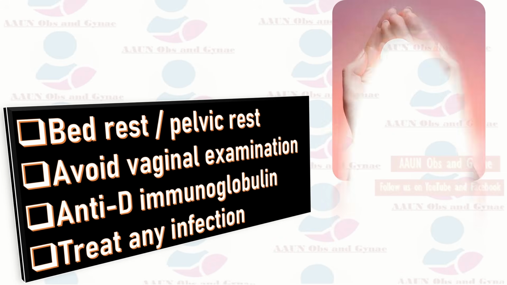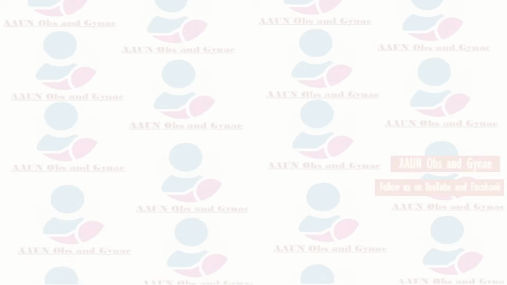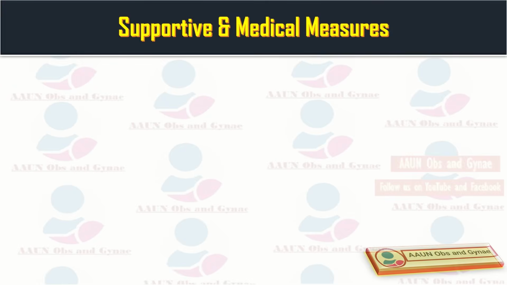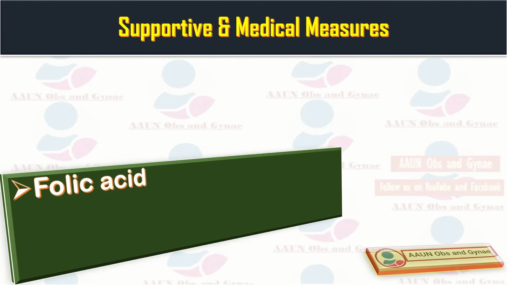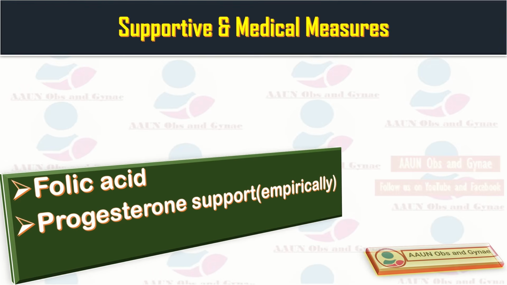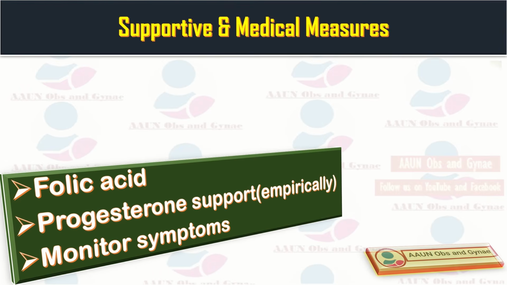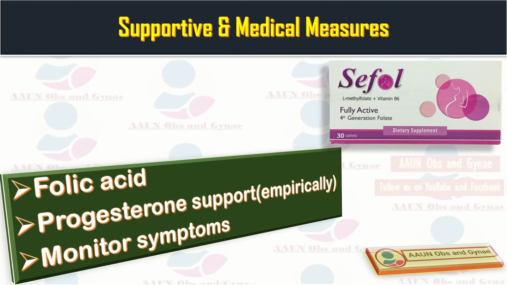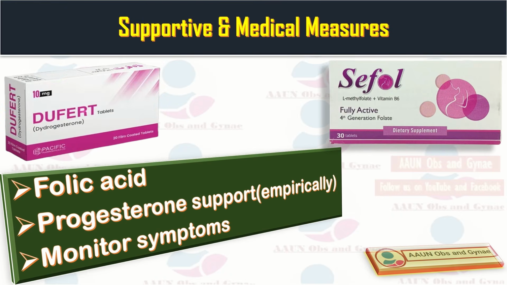We have to provide the supportive and medical care to the patients, which include folic acid 400 microgram daily. Progesterone support empirically if luteal phase deficiency or threatened abortion risk is there. For example, dydrogesterone 10 mg BD or micronized progesterone 200 mg vaginally. We have to monitor the symptoms. If bleeding increases or pain develops, reassess urgently.